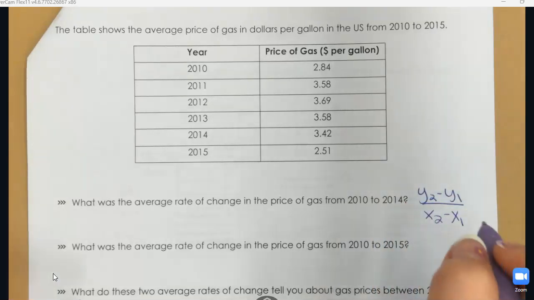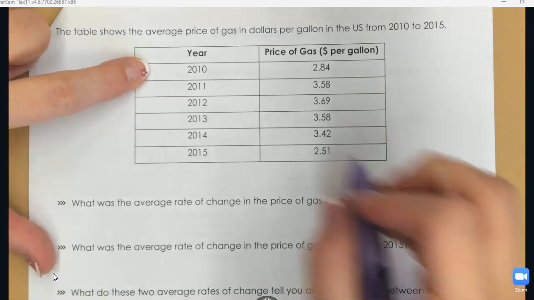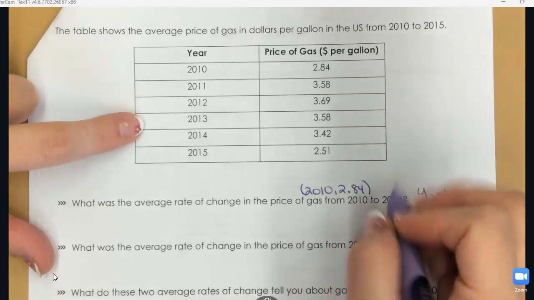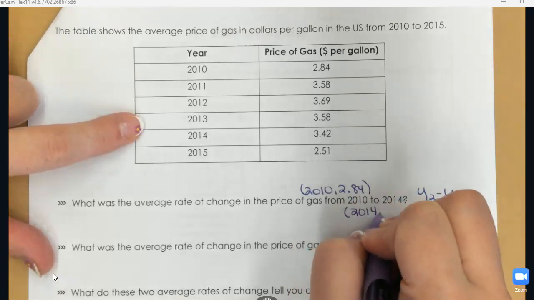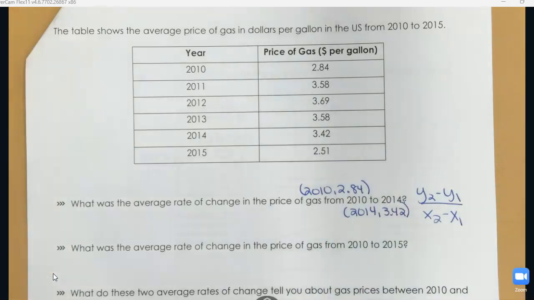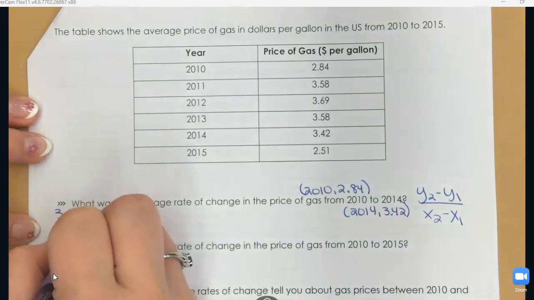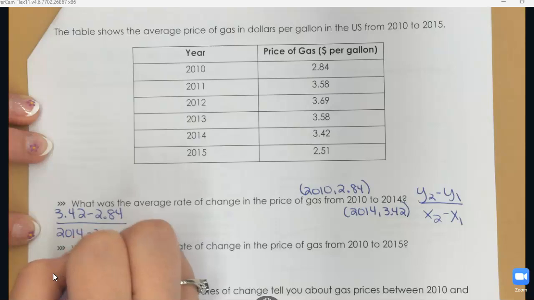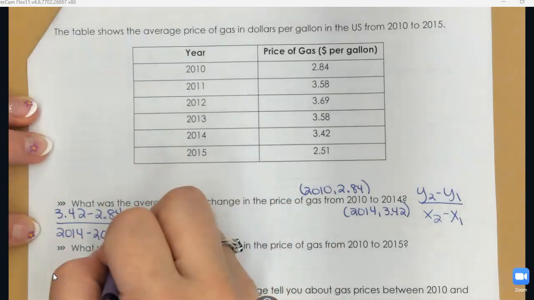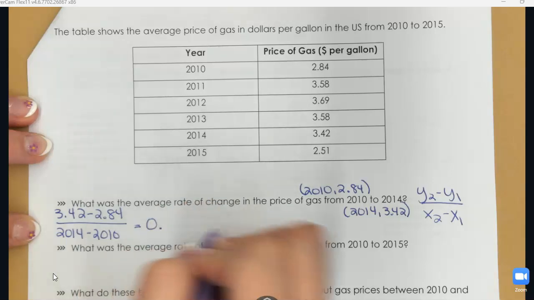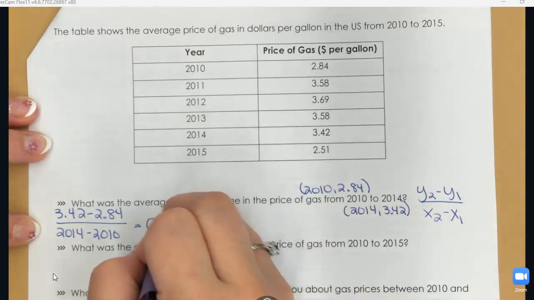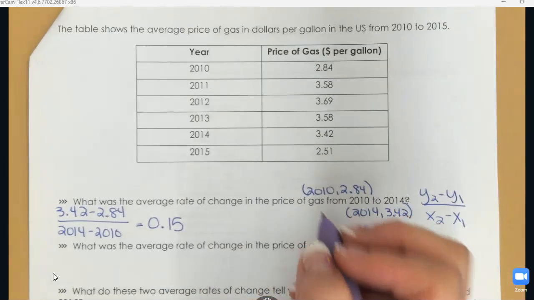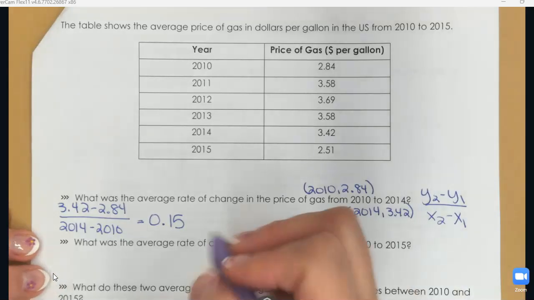So in 2010, our price was $2.84, and in 2014, our price was $3.42. So we're going to do 3.42 minus 2.84 over 2014 minus 2010. Doing those calculations, and I'm going to round to 2 decimal places since we're working with money, I get about 0.15. So what does that mean? That means that the price of gas is increasing by about 15 cents a year.